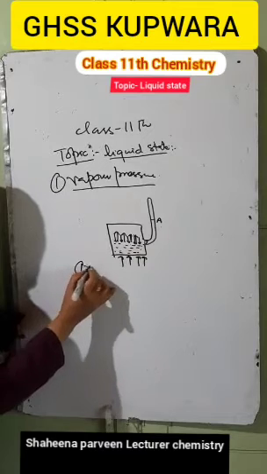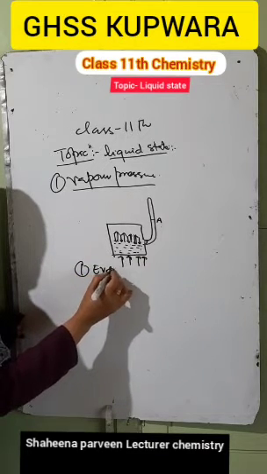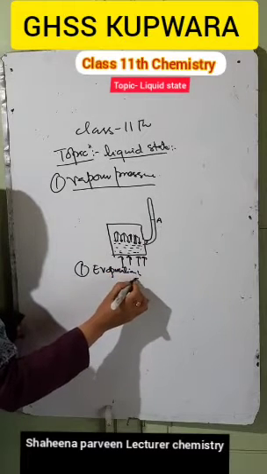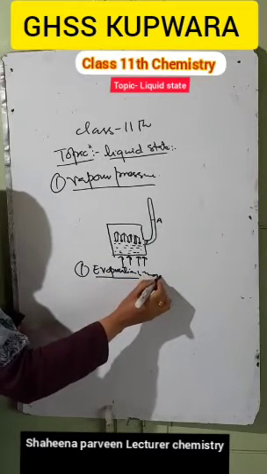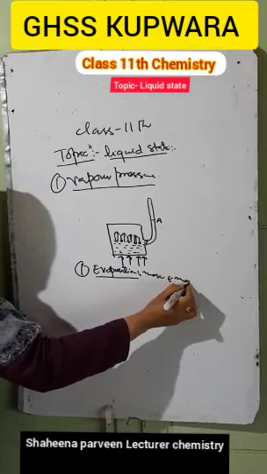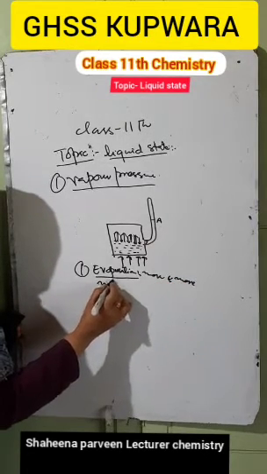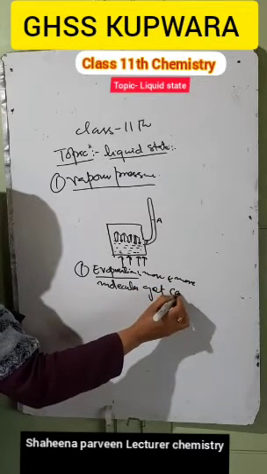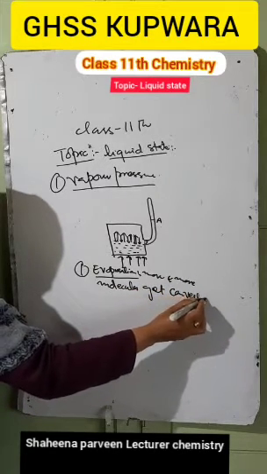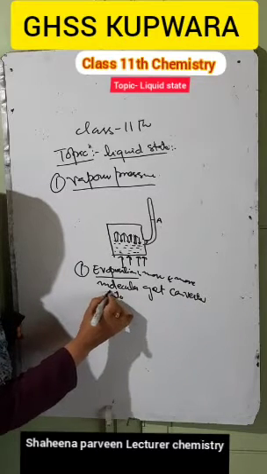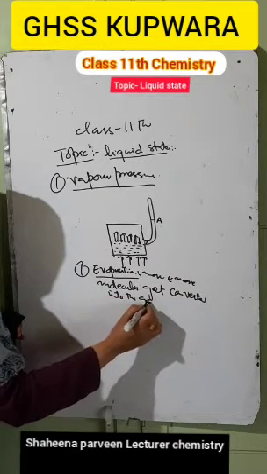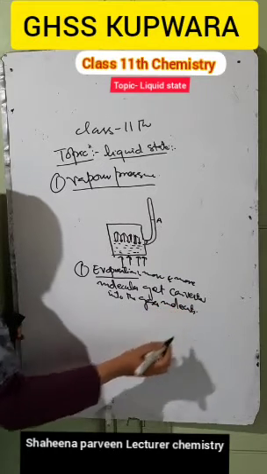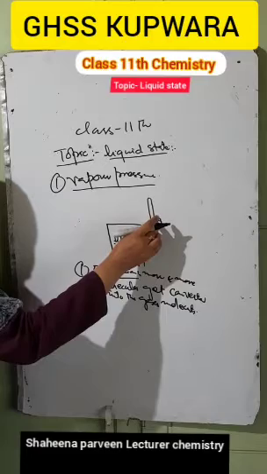So first one was evaporation, and in this evaporation more and more molecules get converted into the gaseous molecules, which is shown by increasing level of mercury in the manometer.